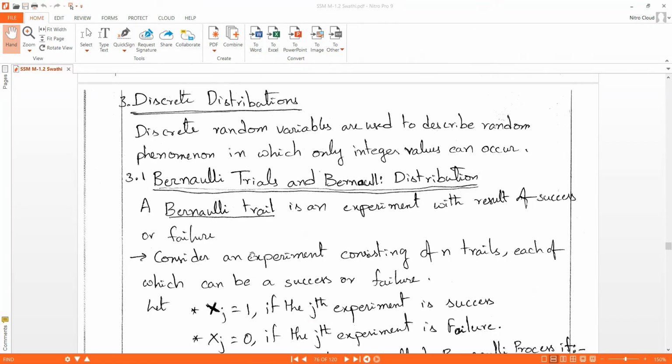Next is discrete distributions. Here we will be studying Bernoulli trials and the Bernoulli distribution. Discrete random variables are used to describe random phenomena in which only integer values can occur. In this topic we will be discussing different distributions. The first one we are going to discuss is Bernoulli trials and the Bernoulli distribution.